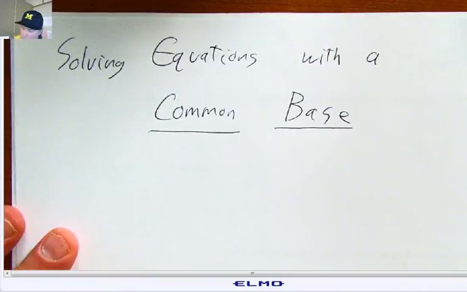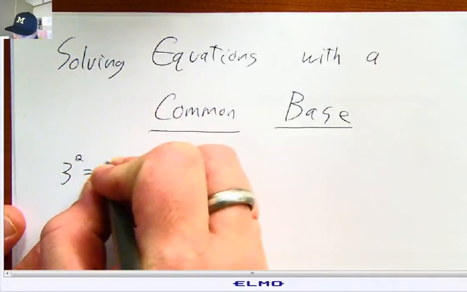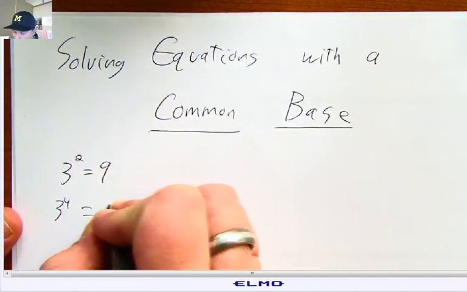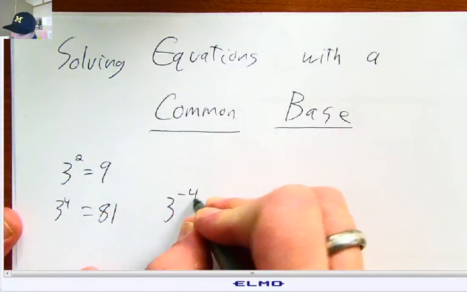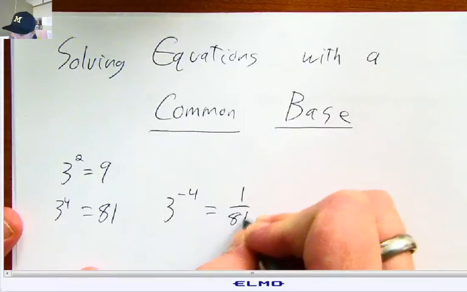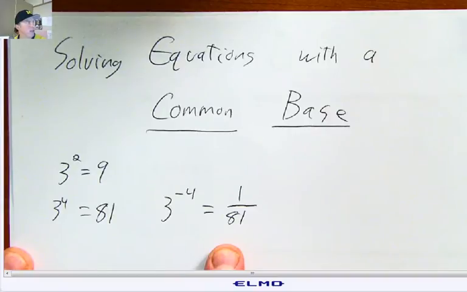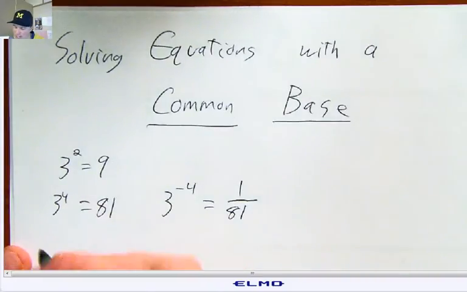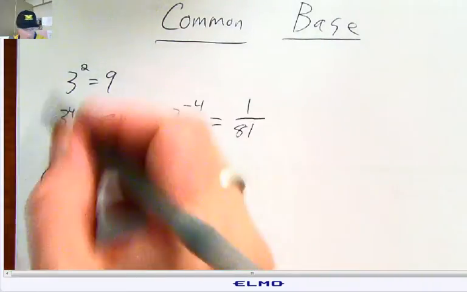Now, before you can do this lesson, you need to have some of your exponents up in your head. Like you need to know that 3 squared equals 9. You need to know that 3 to the 4 equals 81. You need to know that 3 to the negative 4 equals 1 over 81. Things like that. You want to have your exponents down. I did mention in class which exponents you need to have memorized, and all of these are definitely on the list.